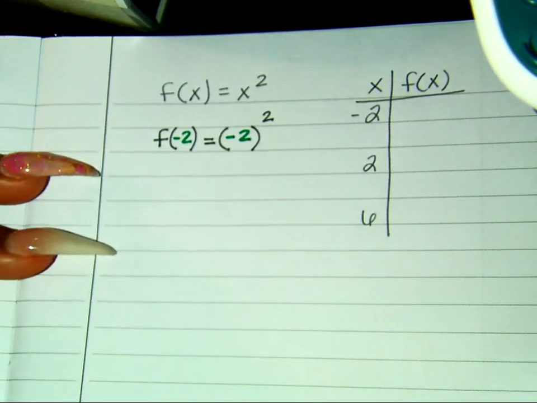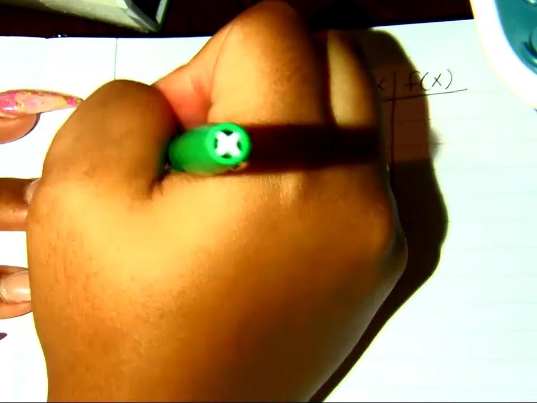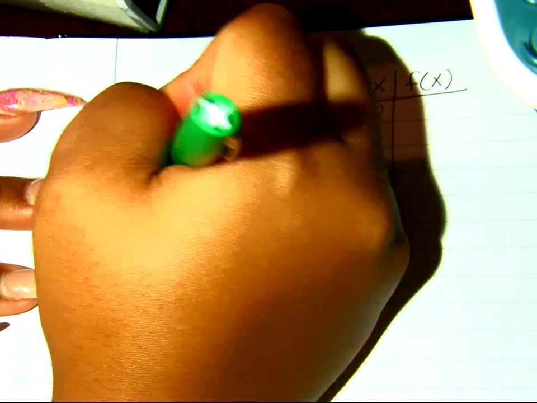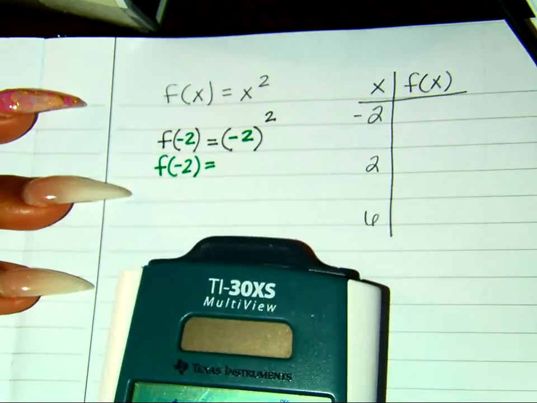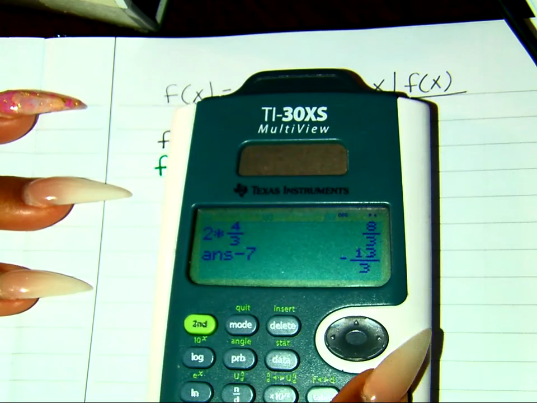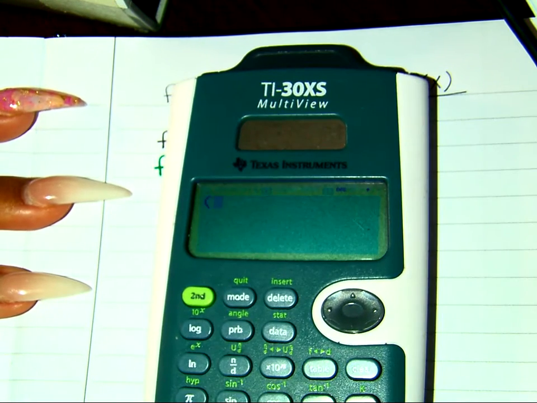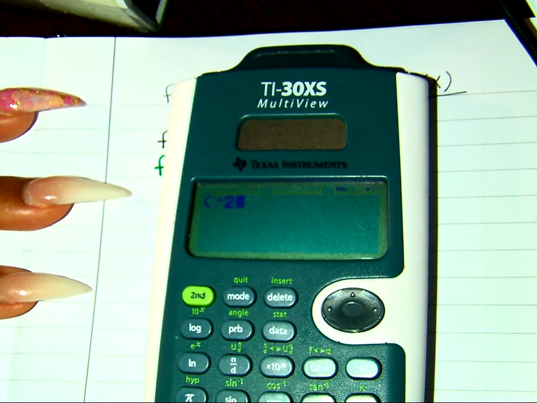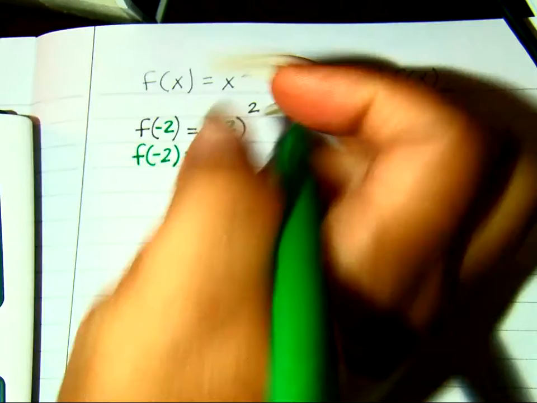Alright, so this says the function of -2 equals (-2) squared. Remember, we have to put parentheses, especially since the number is negative. If you have a calculator, I know that (-2) squared is going to be +4. Alright, so there you go, it's going to be 4.